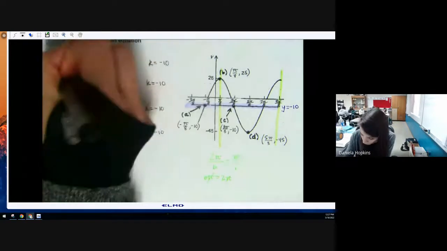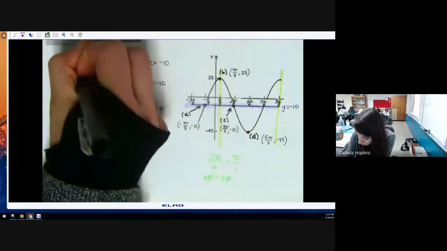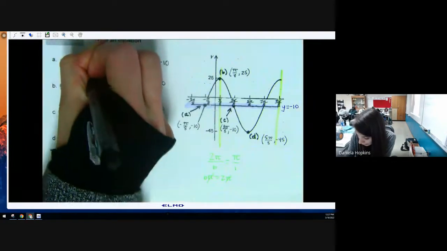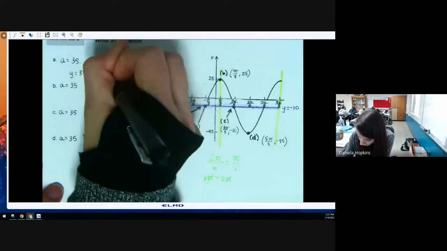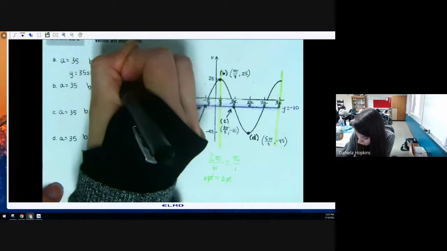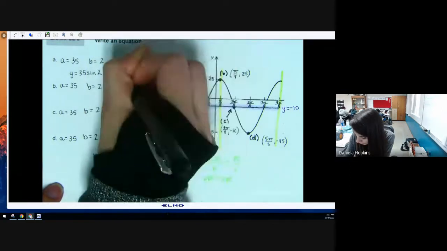So my answer for this one would be y equals 35 sine 2, and then we do have to do parentheses here, x plus pi over 8, minus 10.